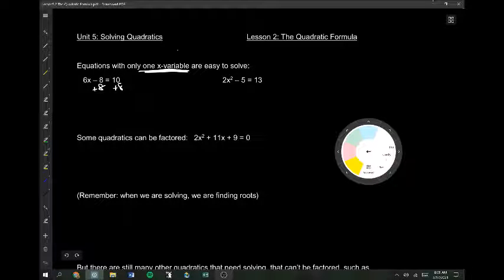We usually follow SADMEP when we're solving, which is the order of operations backwards. So add 8 to both sides in this case, divide both sides by 6, and you get that x equals 3. And even with a square, this one's a quadratic, the steps don't really change.